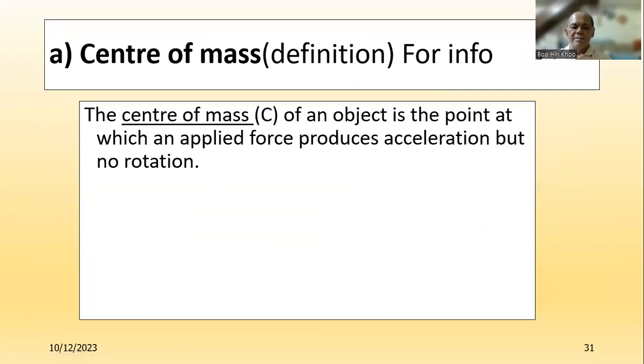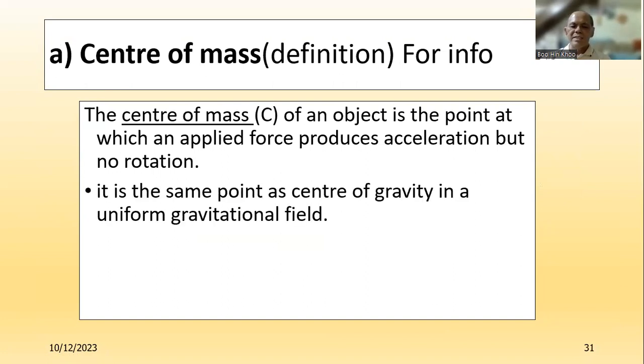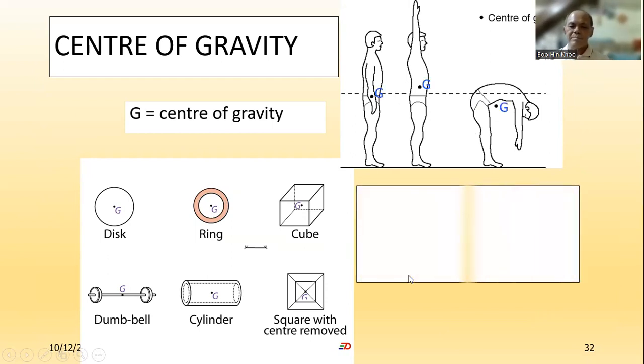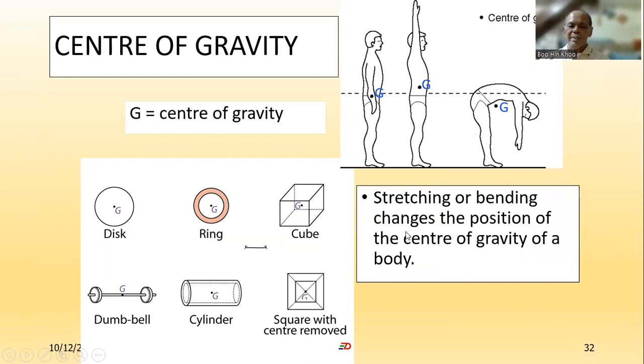The center of mass of an object, this is for info, is the point at which an applied force produces acceleration but no rotation. It's the same point as the center of gravity in a uniform gravitational field. You can see that the center of gravity can change depending on whether this person is stretching or bending. It changes. This gives you the center of gravity of different objects there. Stretching or bending changes the position of the center of gravity of a body.